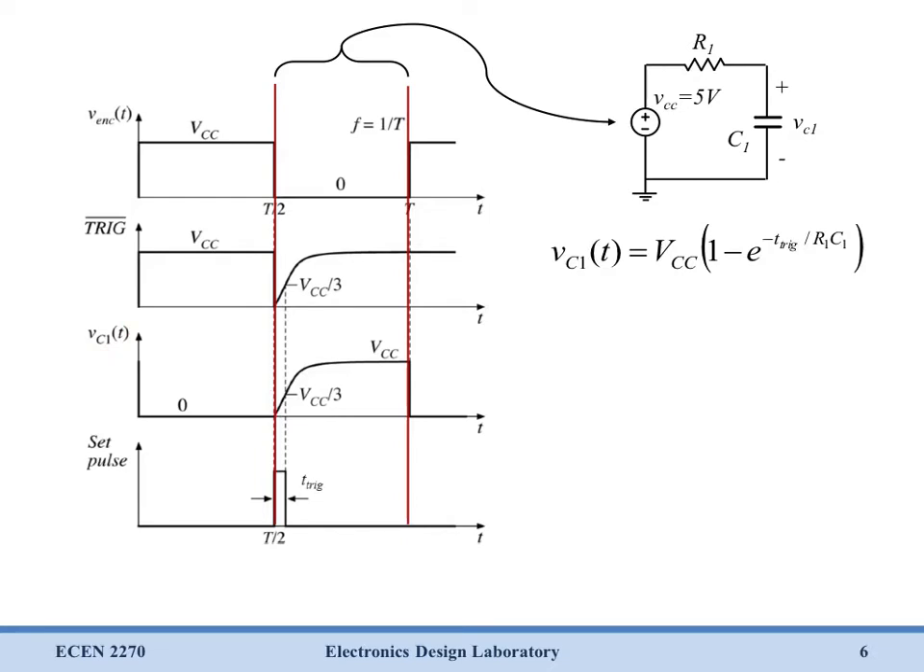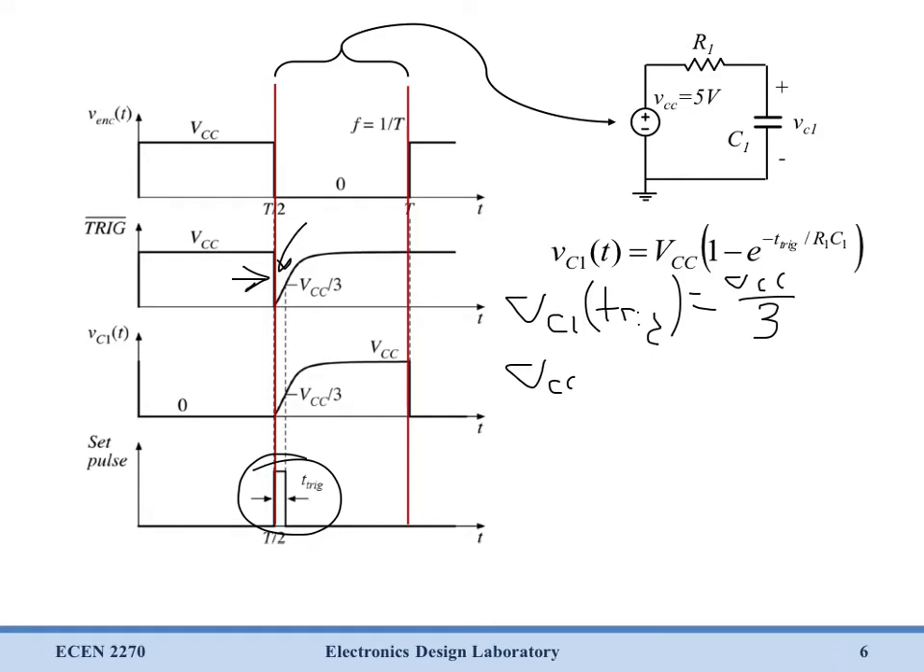we can take a look at how the timing works out. And if you remember, the internals of our 555 timer mean that trigger is going to be high as long as this voltage is below 1/3 of VCC. So we're going to solve for what point in time does this voltage reach VCC over 3. So we're looking for Vc1 at time t_trig equals VCC over 3.